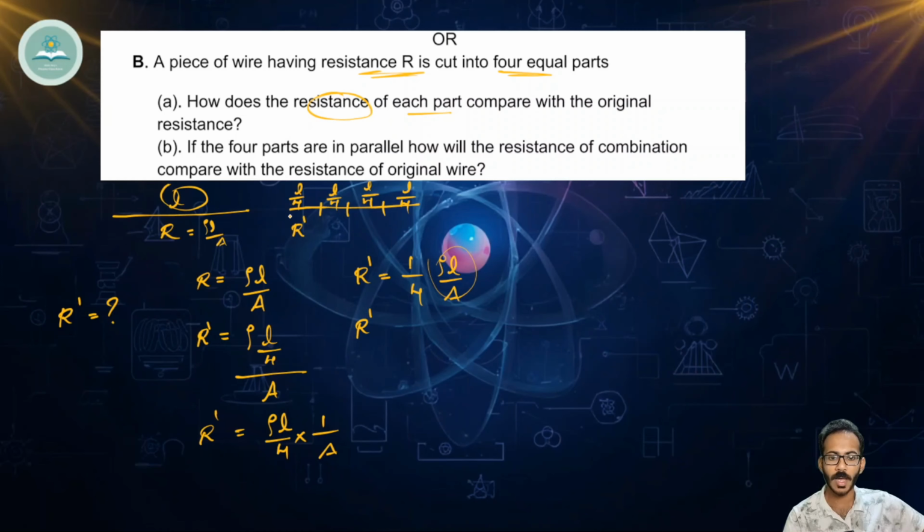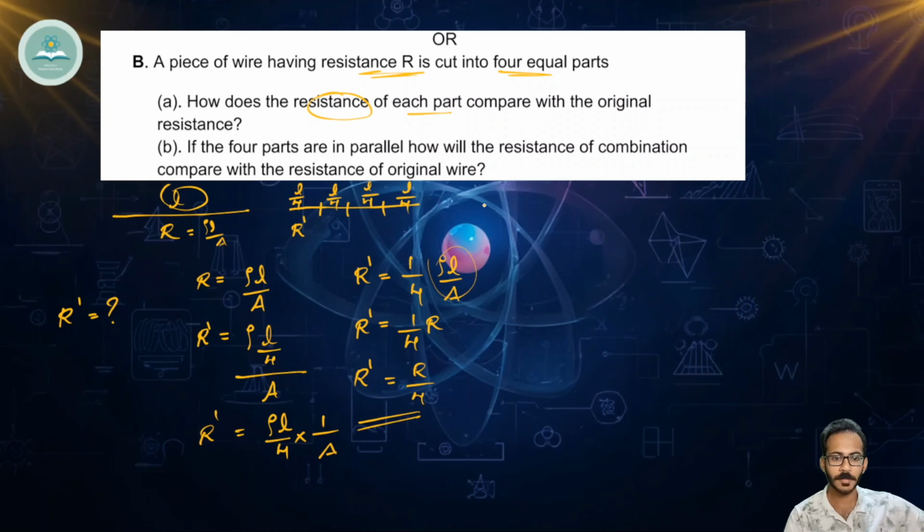So R dash, the new resistance, the resistance of each part, is equal to 1 by 4 times rho L by A, which is the same as R. So our new resistance is 1 by 4 times the first resistance, or I can write R dash is equal to R by 4. This is the first answer. They are asking how the resistance of each part compares with the original resistance. So compared to the original resistance, each new resistance is equal to 1 by 4 times the first resistance. This is the answer.